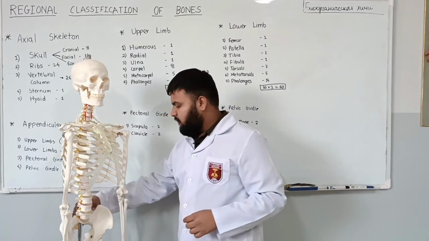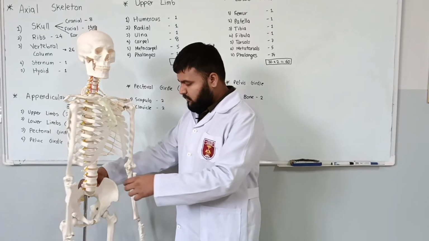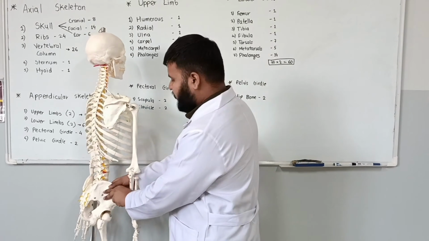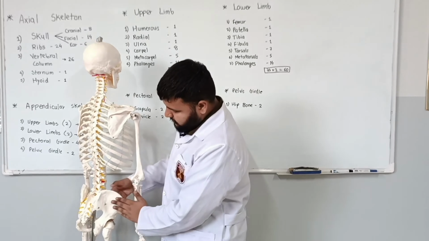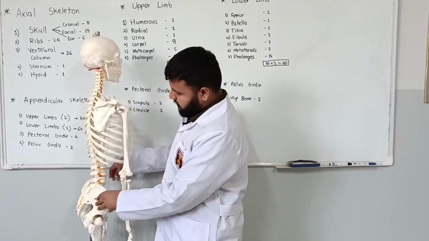Now the pelvic girdle. The pelvic girdle consists of 2 hip bones. The bone that you can see here is one hip bone, and this one is the another hip bone.